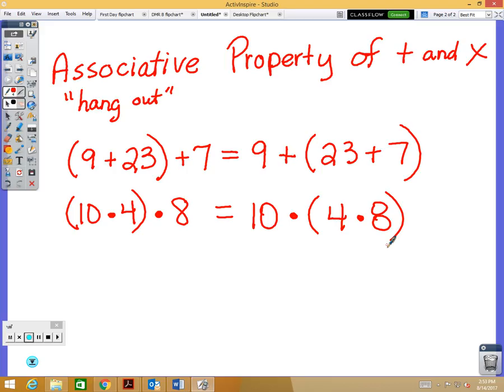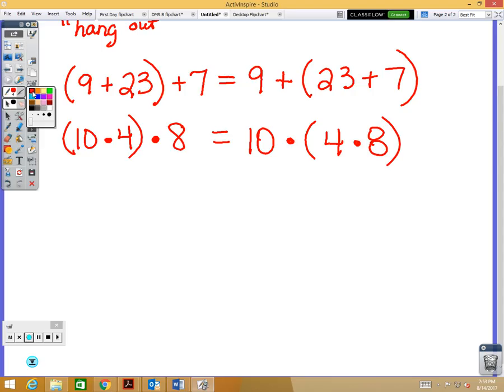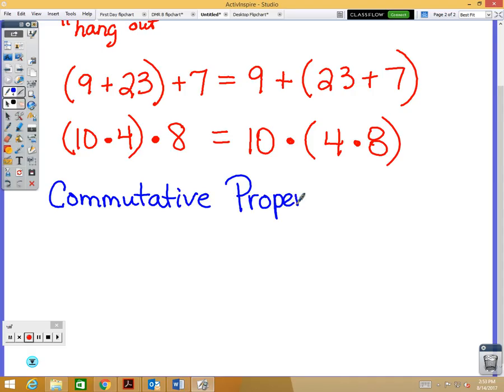So, speaking of change in the order, that is another property that we should all be familiar with, and that is called the commutative property. Commutative. And it is also of addition and multiplication. Commutative property of addition and multiplication.